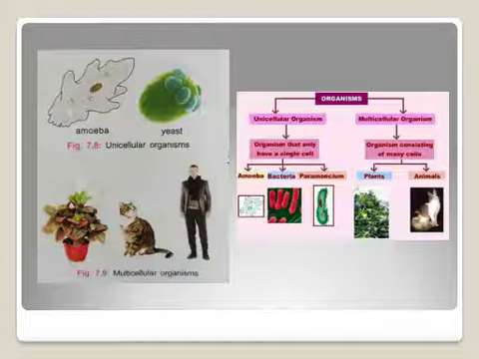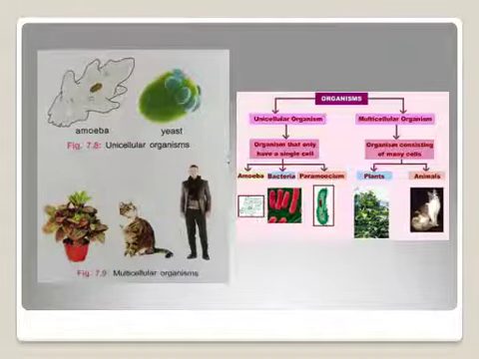First one, unicellular organism. An organism that consists of a single cell is called a unicellular organism. Uni means one, cellular means cell. For example, yeast, amoeba, bacteria, Paramecium, Euglena, all are unicellular organisms. The single cell in a unicellular organism performs all the necessary functions like respiration, nutrition, movement, growth, reproduction, etc.